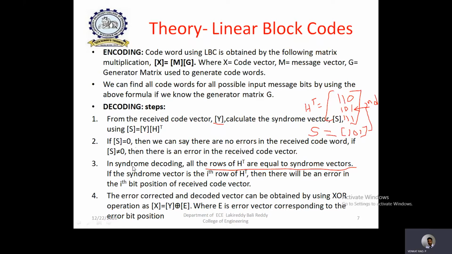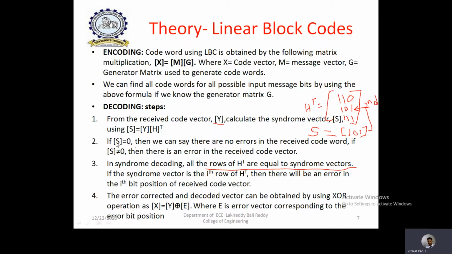The second step, once you identify there is an error, is to find exactly where the error is. In order to know that, the first rule we should know is that in this syndrome decoding process, all the rows of H transpose are equal to syndrome vectors. That means whatever syndrome vector you calculated definitely matches one of the rows of H transpose. If S is represented as a row vector, we compare with the rows; if it is represented column-wise, we need to compare with the columns. So all the rows of H transpose are nothing but the syndrome vectors.